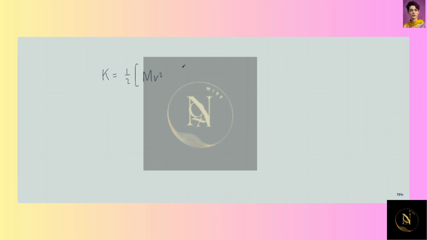mv squared, which is the translational kinetic energy for the cylinder, plus the angular kinetic energy for the cylinder, m times (2r) squared over 2 times (v over 2r) all squared, which is I times omega squared, plus the angular kinetic energy for the pulley, which is mr squared over 2 times (v over r) all squared, plus the translational kinetic energy for the block, which is a half mv squared.